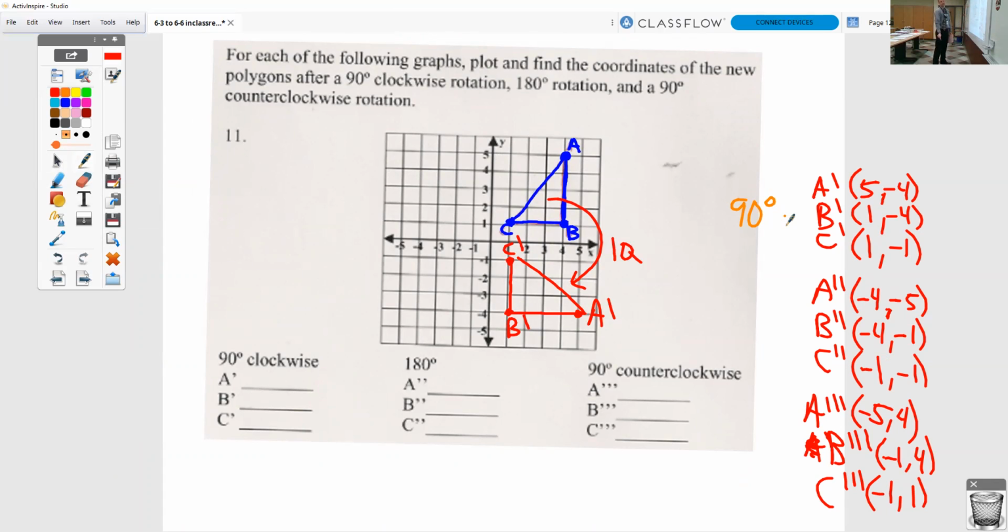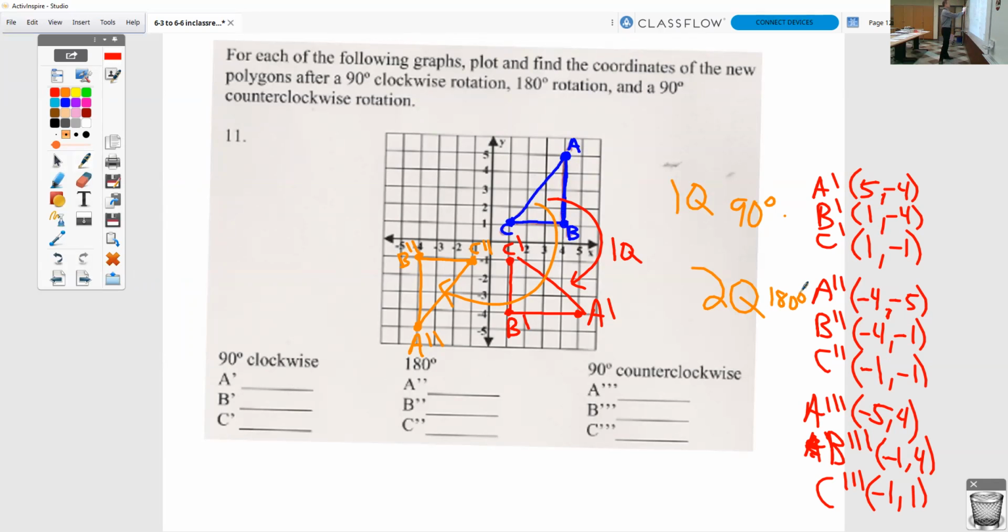In double prime, -4, -5. This is A double prime. -4, -1. This is B double prime. And -1, -1. This is C double prime. Notice that we went 2 quadrants. Anytime that we move 2 quadrants, it's a 180 degrees rotation.